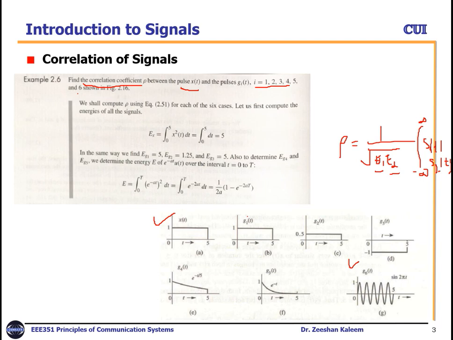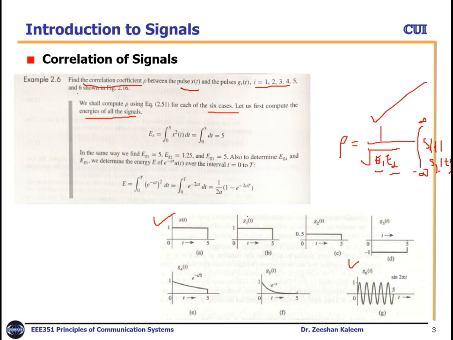We already know the equation of energy, which we presented in the chapter where we discussed the energy and power of a signal. Okay, let's start. First we need to calculate the correlation between x(t) and g1(t). We shall compute rho using that equation for each of the 6 cases. Let us first compute the energies of all signals.